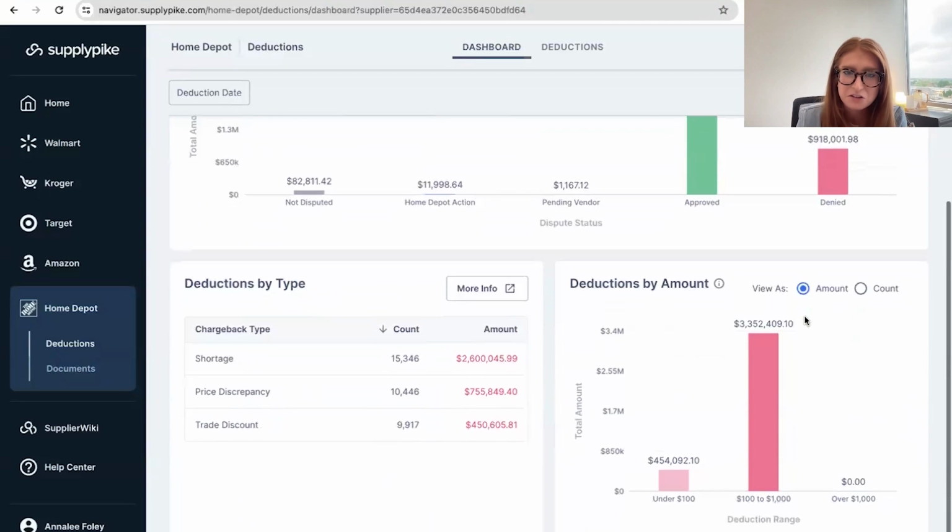Then, drilling down a little bit further, we've broken up deductions by type. Again, we only have our 3 codes here, but this is a really great holistic look at how many shortage deductions I got for the past year, and then the same with pricing discrepancy and trade discounts.